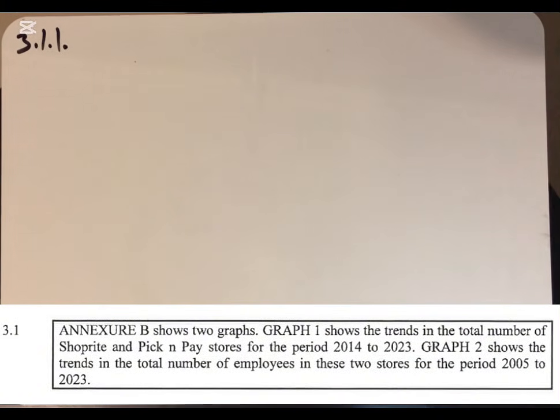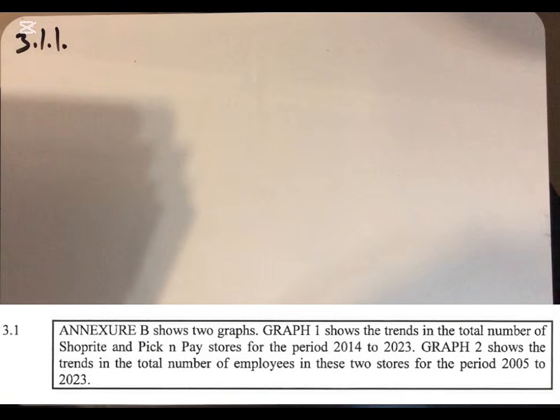As we move, now we are moving to question 3. It reads: Lecturer B shows 2 graphs. Graph 1 shows the trend in the total number of ShopRite and Pick n Pay stores for the period of 2014 to 2023. Graph 2 shows the trend in the total number of employees in these 2 stores for the period of 2005 to 2023. Use Annexure B and the information above to answer the questions that follow.